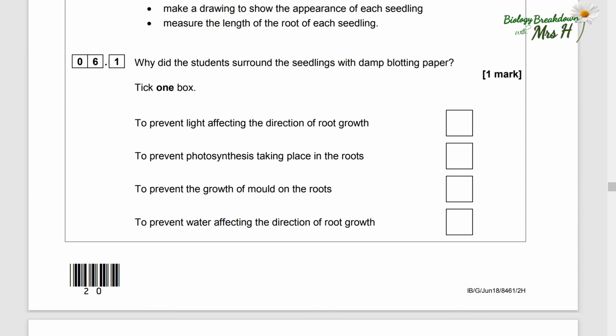And to prevent water affecting the direction of the root growth, yes, because as well as geotropism, roots grow towards water, don't they? So if you're completely surrounding the seed in the dark and completely surrounding it with water, there's no preference for the root to grow towards.